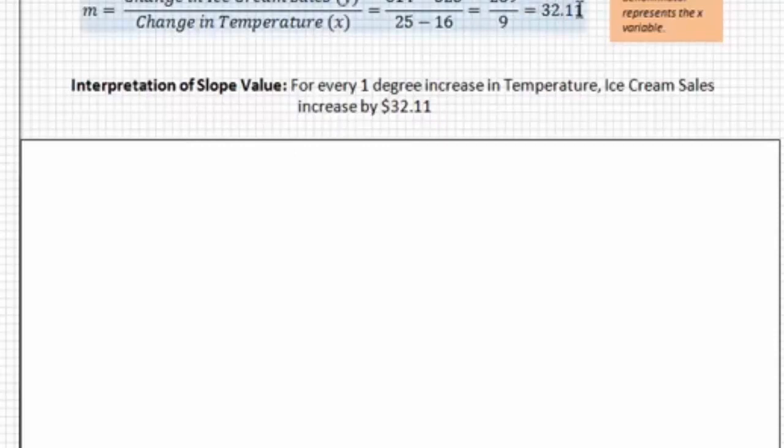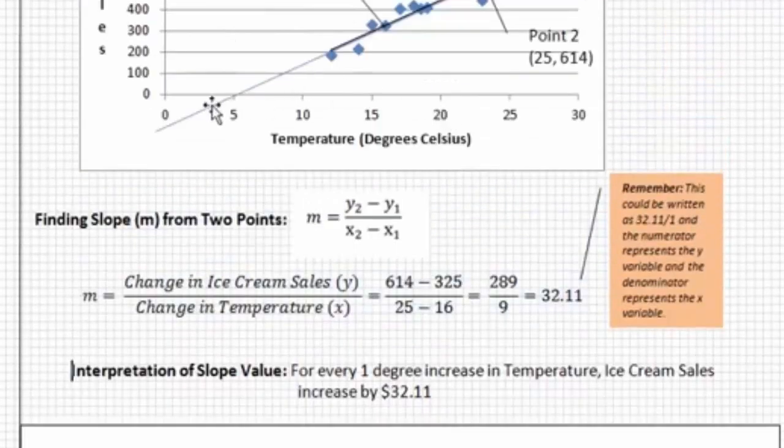So again, this 32 and 11 hundredths is our slope for our equation, and what that is telling us is that for every 1 degree increase in temperature, the ice cream sales increase by $32.11. And that would make sense. The warmer the temperature gets, the more likely people are to buy ice cream. Right? We don't typically go out for ice cream on a really cold day, but if it's a really hot day, we're more likely to do that. And that's what our scatter plot here is telling us.